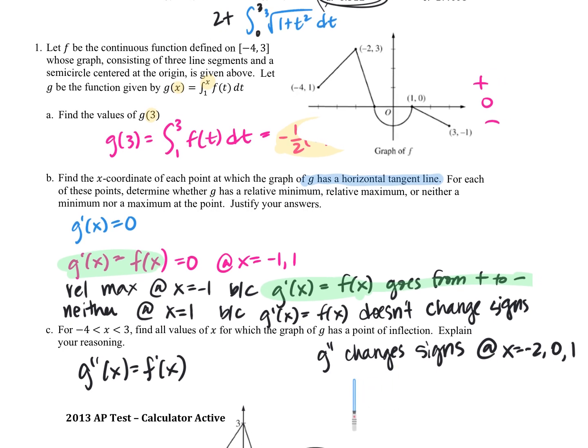So, did they ask where my g double prime doesn't exist? Do you agree my g double prime is undefined at -2 because we've got a corner? They didn't ask that. I know points of inflection is just where my g double prime changes signs. I don't care that we've got a corner there. It went from positive to negative, so it changed signs. We're good.